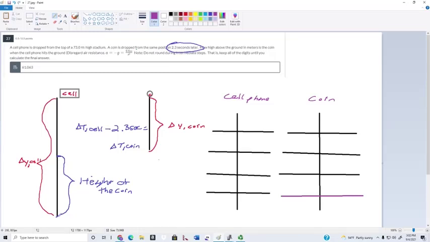And then when the cell hits the ground, what they want you to figure out is how high above the ground is the coin at that moment. So if you could just imagine, let's say the cell hits the ground and you could just freeze time for a second. And you look, the coin would be suspended somewhere in midair, let's say about right here. What is this height is what you're trying to figure out. That's how this problem works.